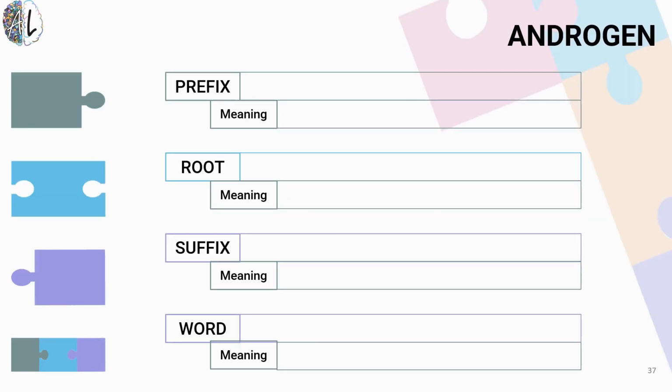All right, this is the first word that we're going to take a look at and break down. So the term is pronounced androgen. Androgen.